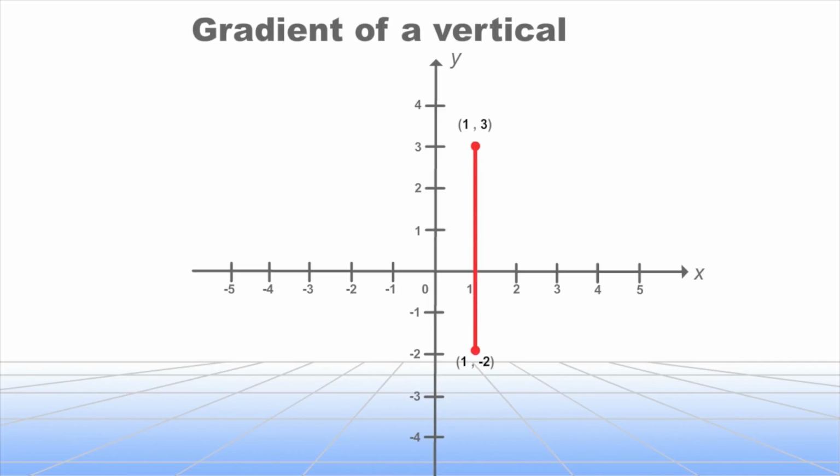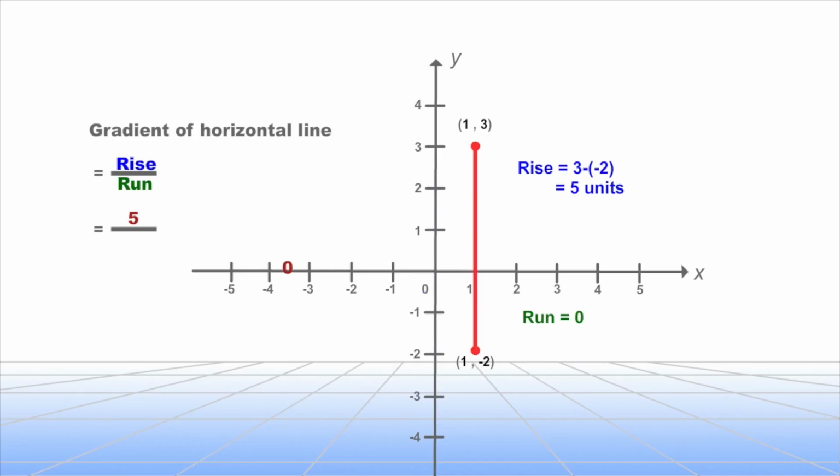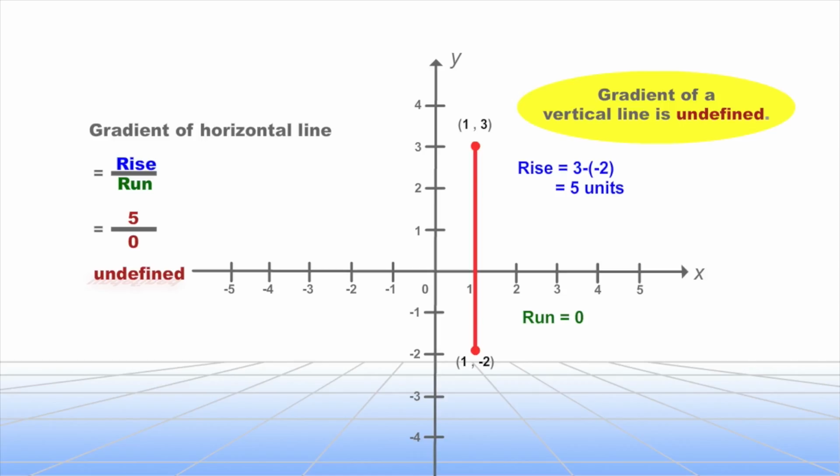Next, let us look at a vertical line. You should be able to see that for a vertical line, the x values of all points on the line are the same. In this case, the x value is 1. This means that there is no change in the run. Hence, the run is 0. As for the rise, the vertical distance is 3 minus negative 2, that is 5 units. Since the gradient is rise over run, the gradient is 5 divided by 0. We know that this cannot be defined because 0 cannot divide any number. Therefore, the gradient of a vertical line is always undefined.